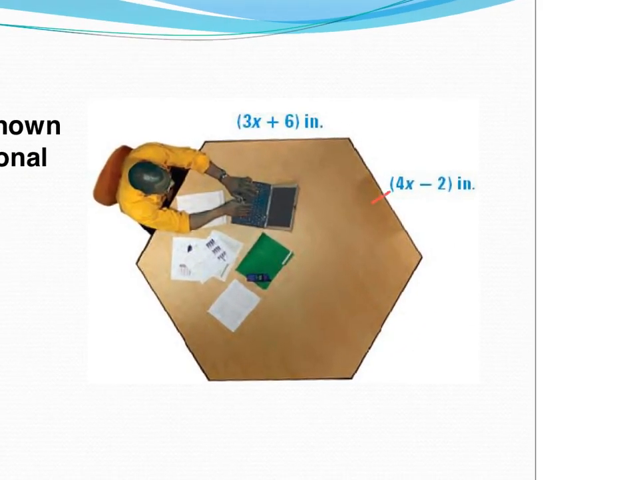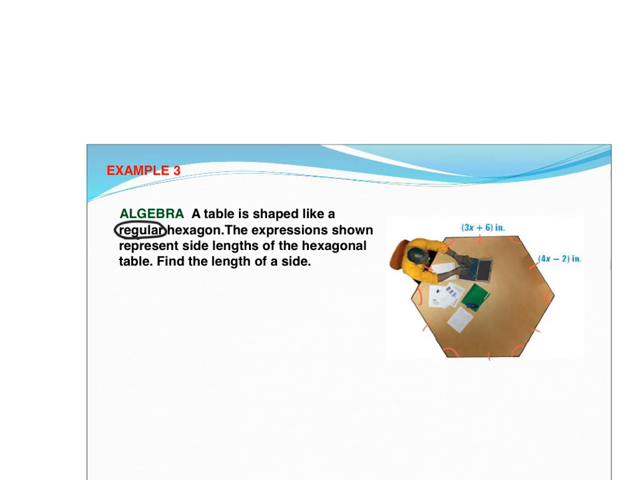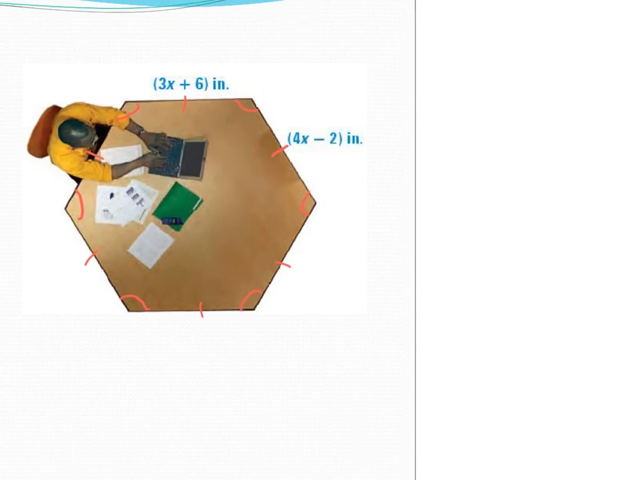I don't even care what the rest of this problem is going to say. As soon as they said regular hexagon, I just want to know that all of these things are congruent. That's a key piece of information I'm going to mark right away. A table is shaped like a regular hexagon. The expression shown represents side lengths of the hexagonal table. Find the length of a side. So let's put that information to use.